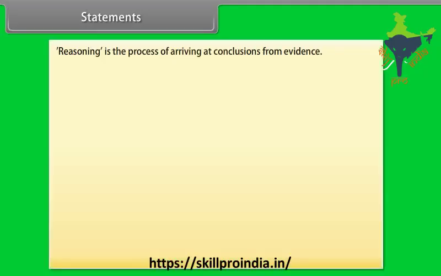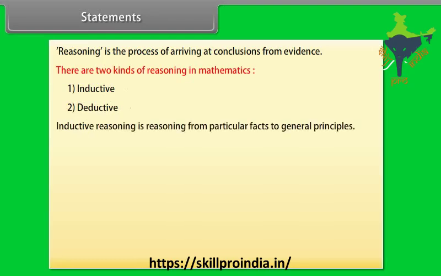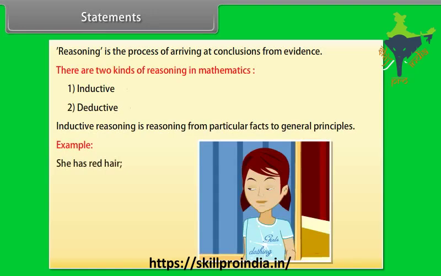Statements. Reasoning is the process of arriving at conclusions from evidence. There are two kinds of reasoning in mathematics: 1. Inductive. 2. Deductive. Inductive reasoning is reasoning from particular facts to general principles. Example: she has red hair, therefore, she has a temper.